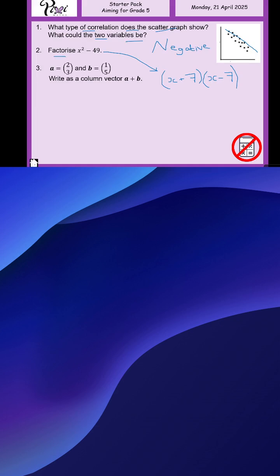Number three, the final question for tonight's live. A has vector 2, 3, and B has vector 1, 5. Write as a column vector A plus B. So we're going to have 2, 3 plus 1, 5. Add the top components and then add the bottom components. So 2 plus 1 makes 3, and 3 plus 5 makes 8. That, guys, is our final answer.